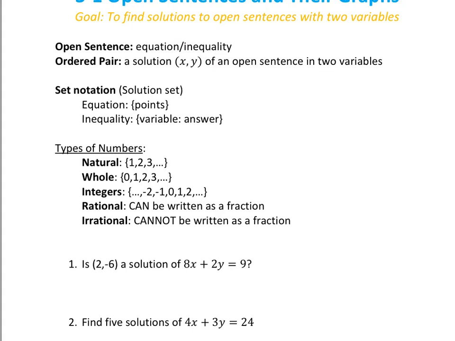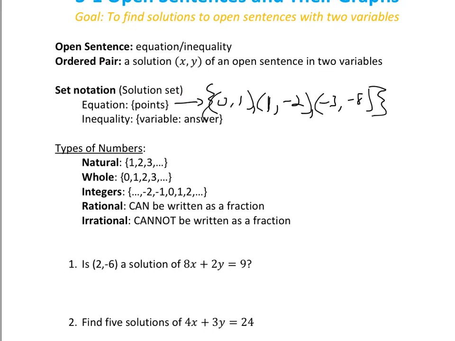Now, set notation is the way that we define these solution sets, so the set of all the ordered pairs that are solutions. For an equation, it's just a set of points. An example would be (1, -2), (-3, -8), with commas in between. And that's the set. We use curly brackets on the outside of the set.